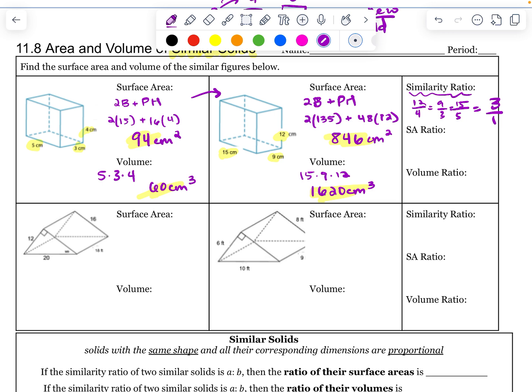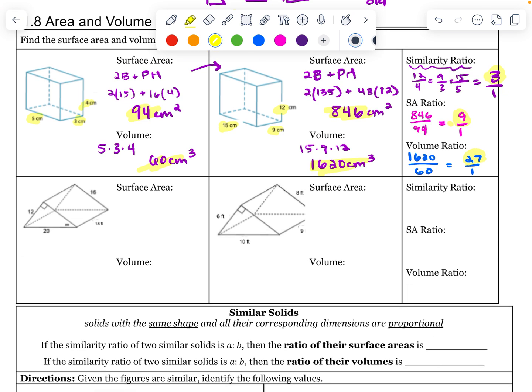So we also have a surface area ratio, which is going to be 846 over 94. I'm going to use the fraction button in my calculator to reduce that for me. Well, that's just 9 over 1, or 9, right? And then we can have a volume ratio, 1620 over 60. Again, I'm going to use the fraction button in my calculator to reduce that. It's just 27, or 27 over 1. So there is going to be a pattern that I hope we realize between these numbers. Let's figure out what that could be.